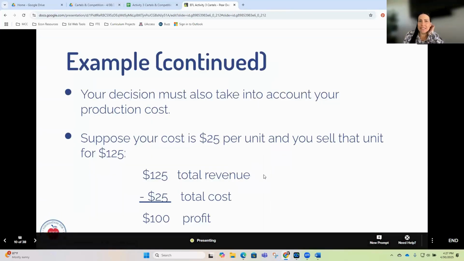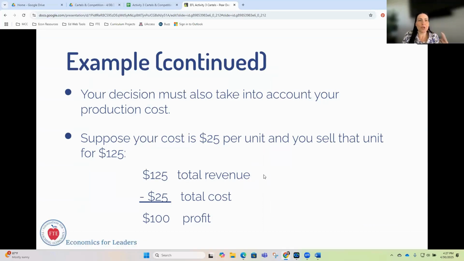Okay, so your decision also has to take into account your cost of production. Let's suppose your cost of production is $25 per unit, and you sell the unit that you produced for $125. So your revenue is $125 minus your cost of $25, which would leave you with a profit of $100.